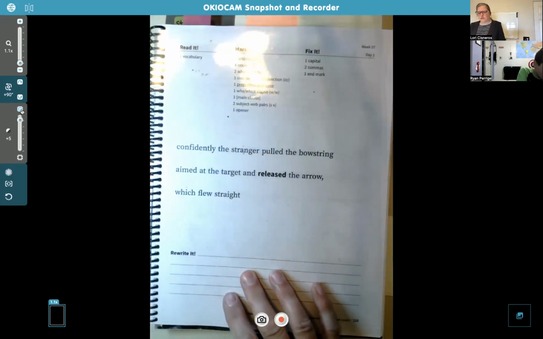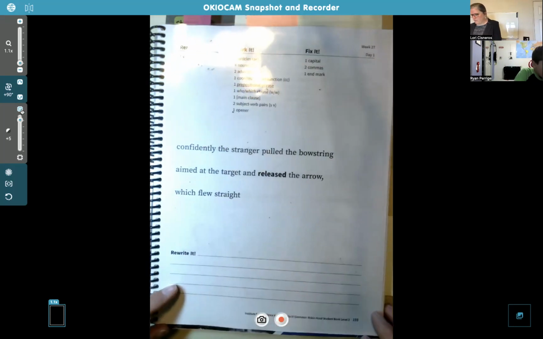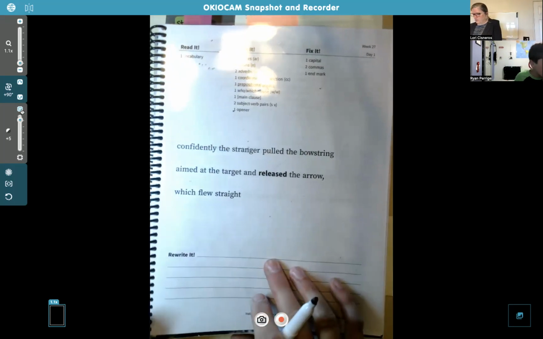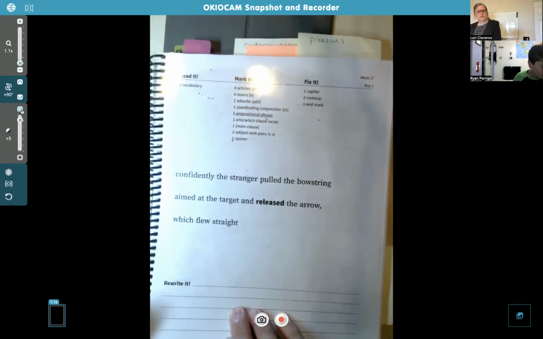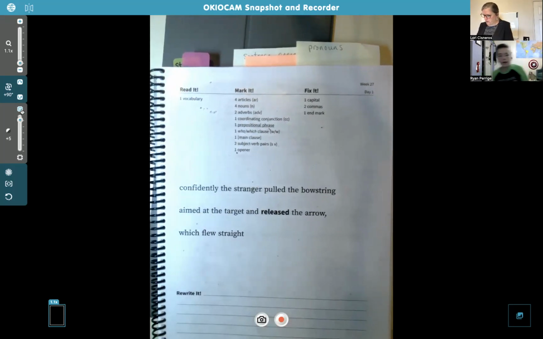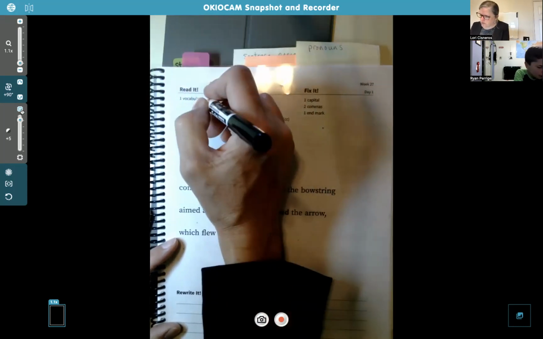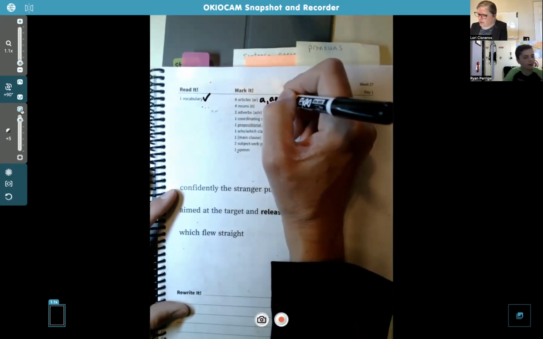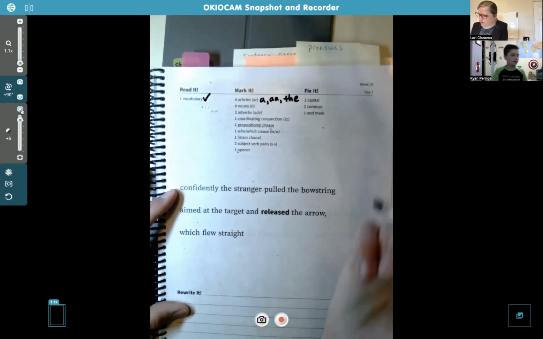And go ahead and read the sentence when you're ready. Confidently, the stranger pulled the bowstring, aimed at the target, and released the arrow, which flew straight. Okay, good. Released is our vocabulary. It just means freed from something that is fastened or restrained. So just letting go is released. So that's the vocabulary. Articles a and the, you can go ahead and find those.